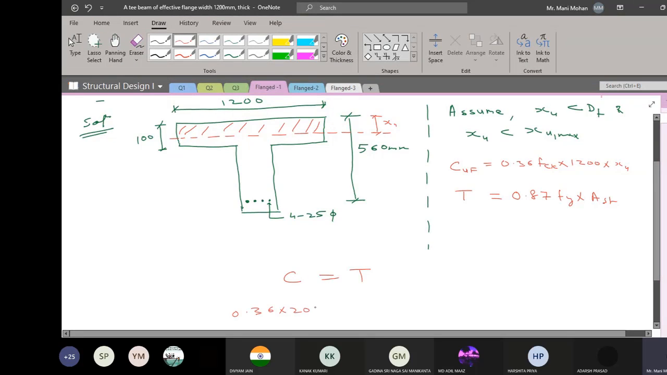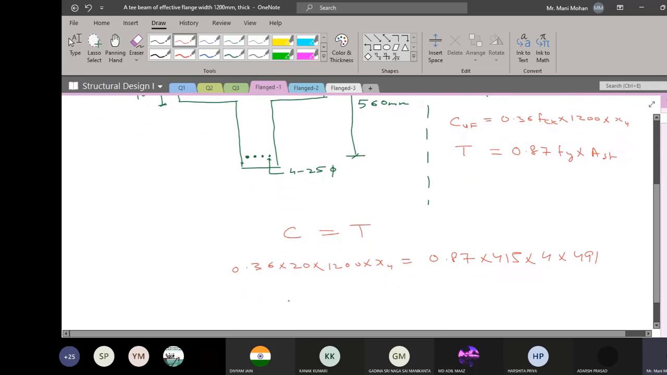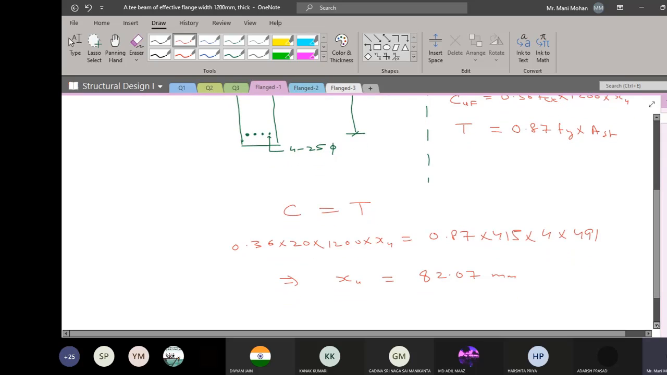0.36 into weight of concrete is 20 into 1200 into XU equal to 0.87 into 415. AST is 4 into 490. Okay, so from here you compute this XU. So how much is XU? Sir, 82.07. Okay, 82.07. Others, please confirm whether this is correct or not. Yes, sir. Okay, fine. So I have my neutral axis depth as 82.07 millimeter.